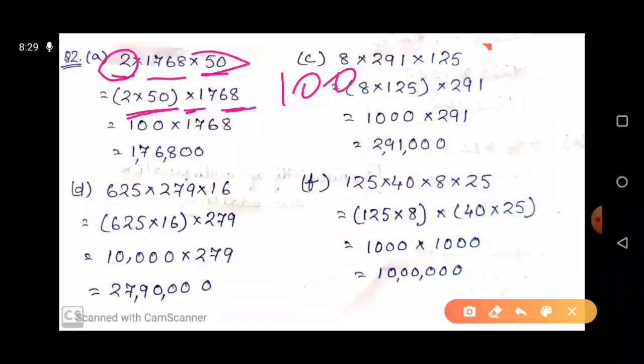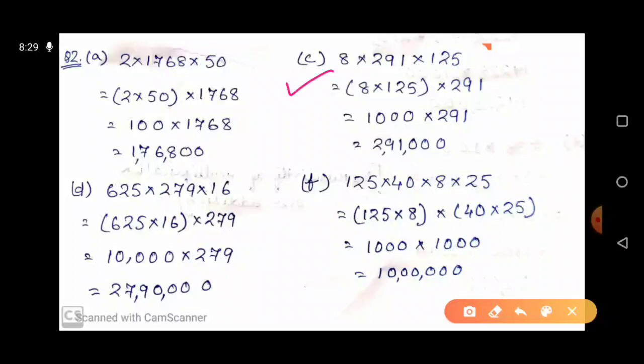Then we will give this multiplication sign and we will write the remaining number, and that is 1768. Now 2 into 50 is 100. So 100 into 1768 is 1,76,800. So after doing suitable arrangement, we can easily find the product of these three numbers. Now question number B and question number E are homeworks. I have not done question number B and E.